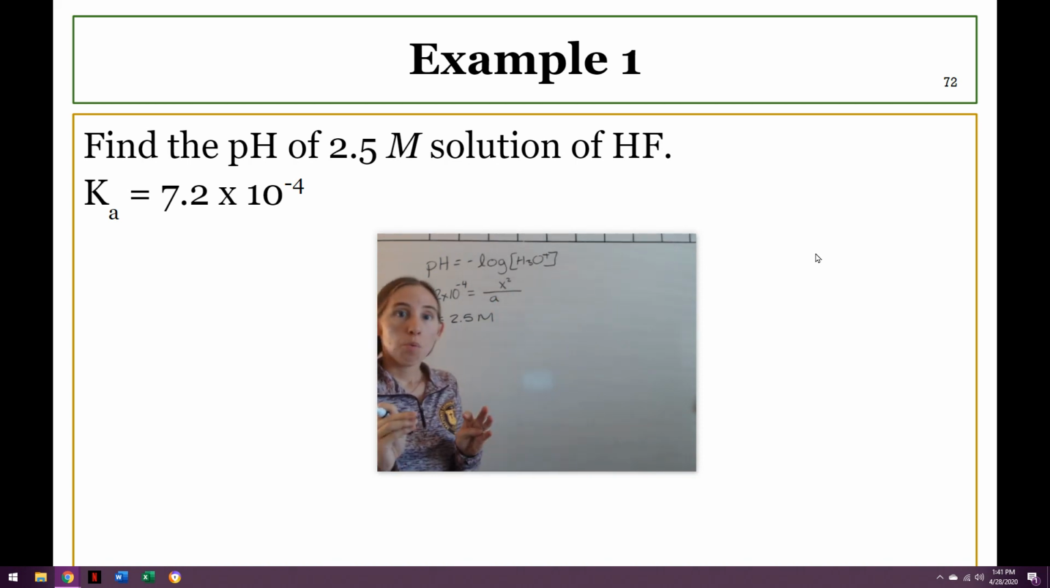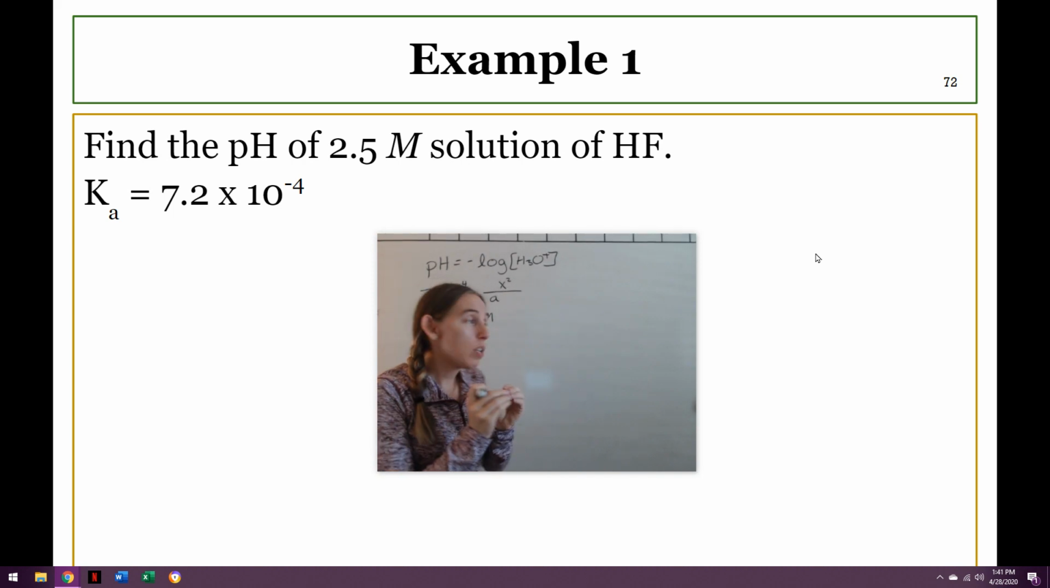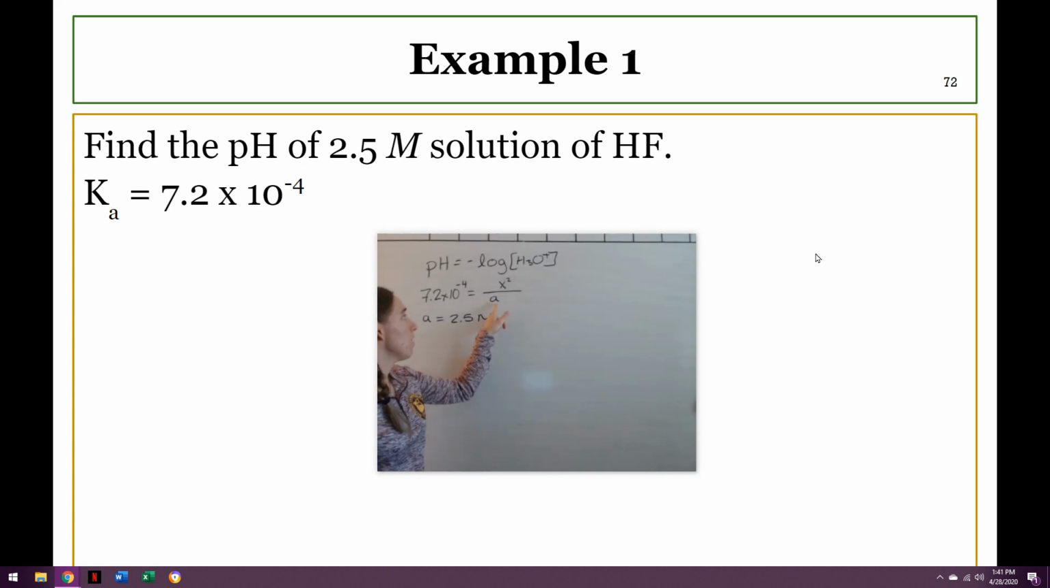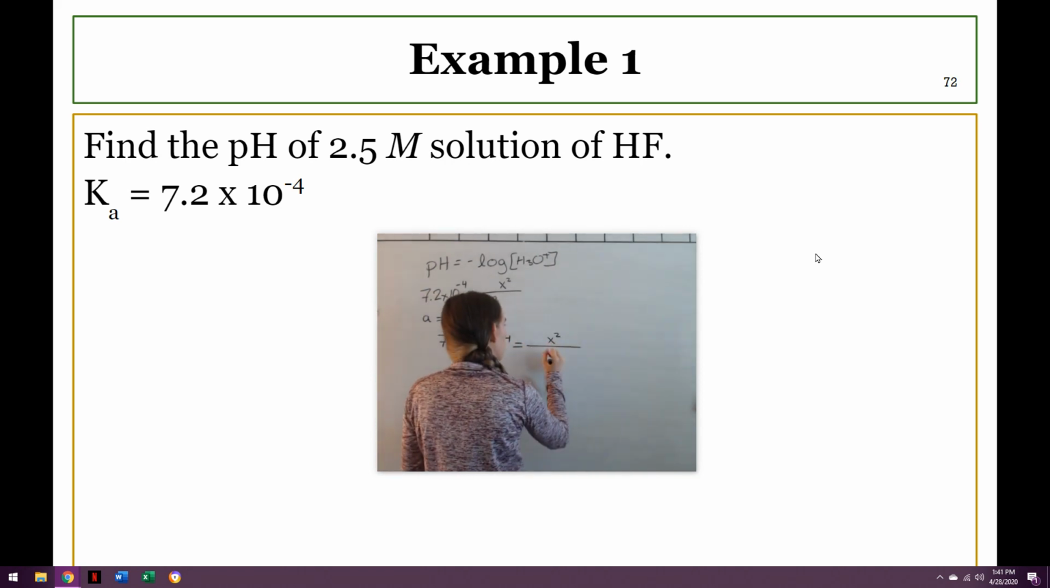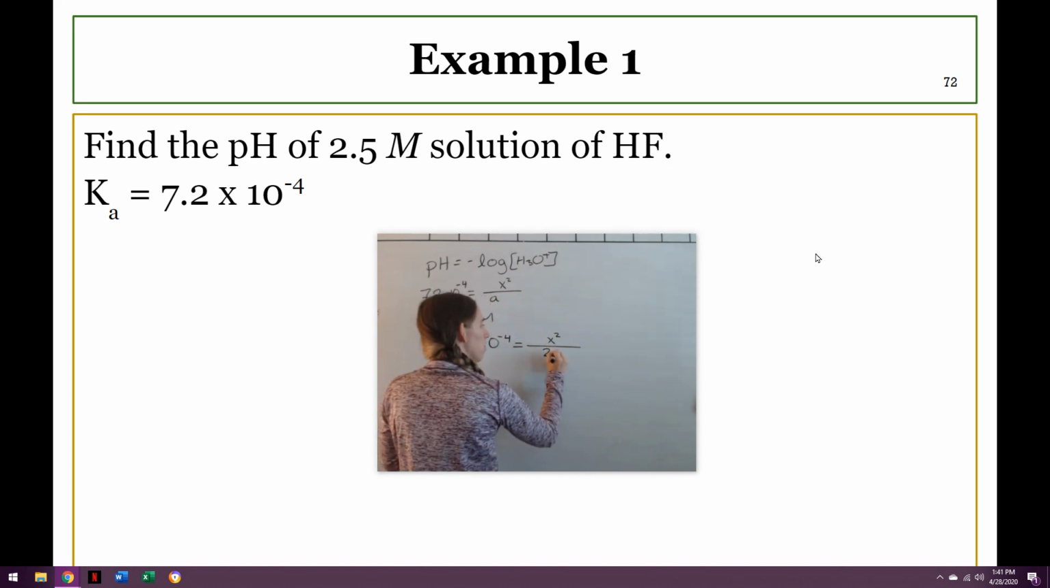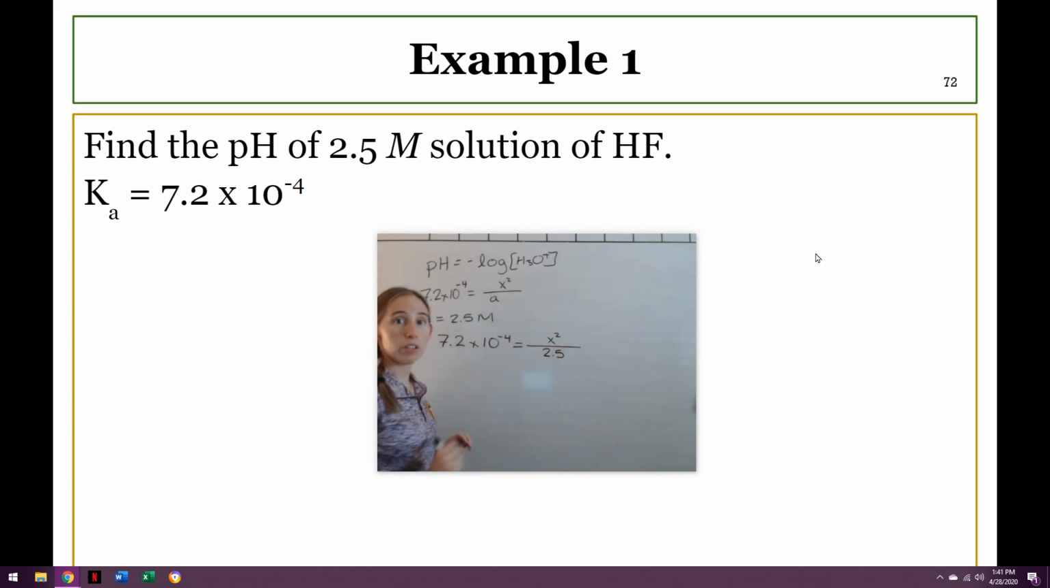Meaning that when we do find X, it is so tiny, we're still going to have 2.5 down here if you were to try to subtract X from 2.5. We still, of course, have to use X in the numerator. So we have 7.2 times 10 to the negative 4, and that is equal to X squared divided by 2.5 because we're plugging in our value for A.